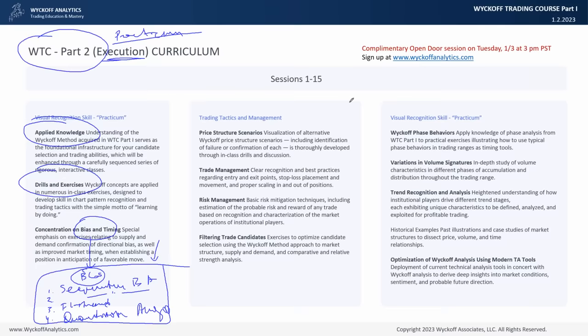So for that, we need to start with part one and then switch to part two. Also, we'll talk a lot about different scenarios building, trade management, less so the risk management, but it's going to be some part of it. How do we go through the selection? And then in the practical portion of the course, we're going to talk about phase behaviors, volume signatures, trend analysis, as well as optimization of Wyckoff analysis with the modern TA tools.